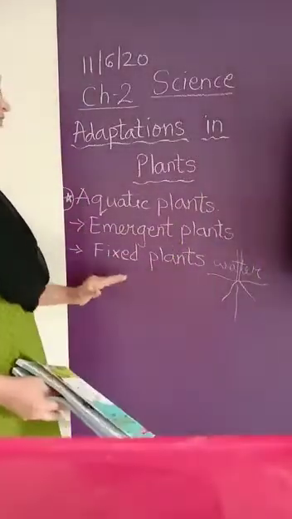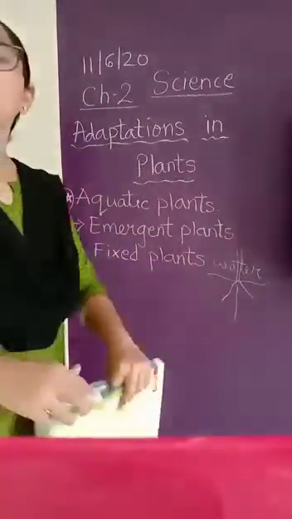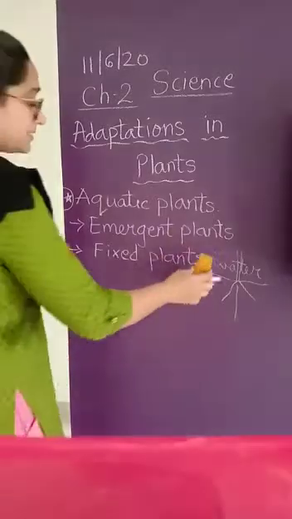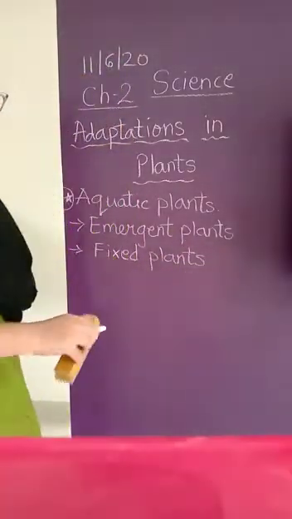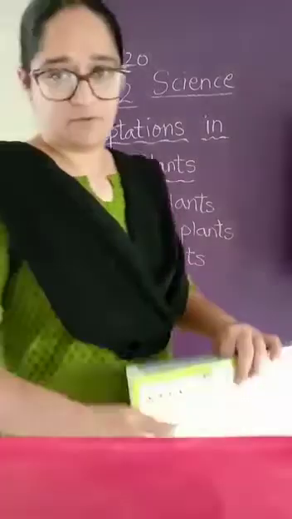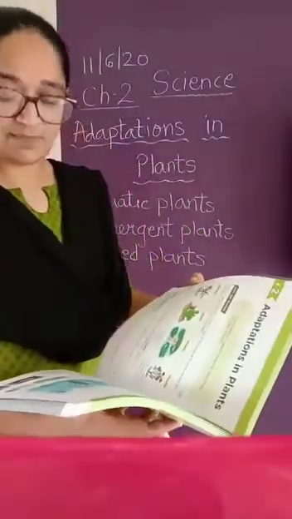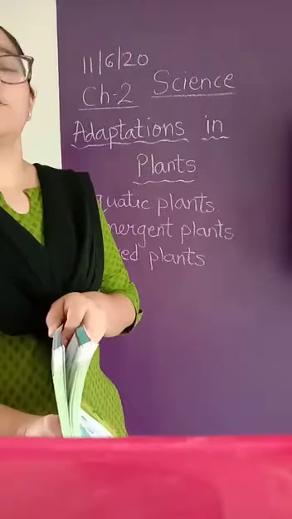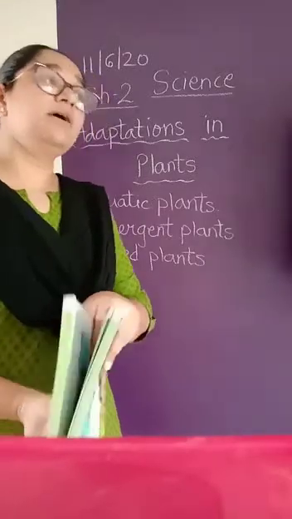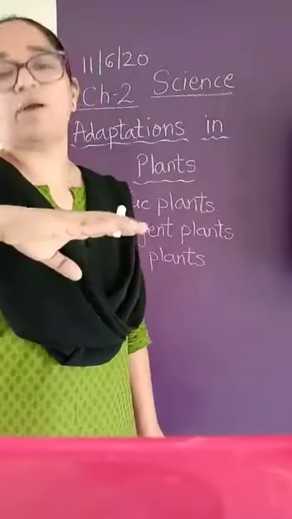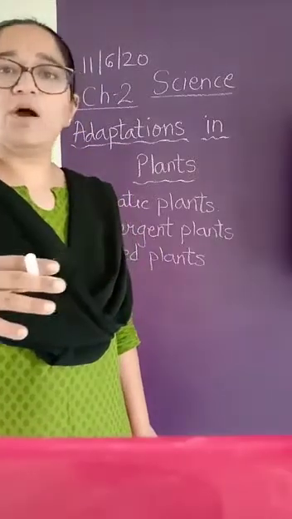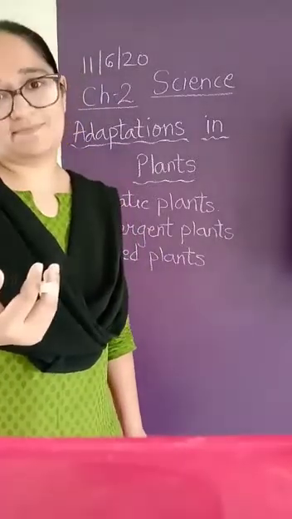Next we come to fixed plants. Now in the case of fixed plants, the plants, as the name suggests, are fixed in the water. These plants are there in the water, but again the leaves and the flowers are seen above the water. You will not see stems here.